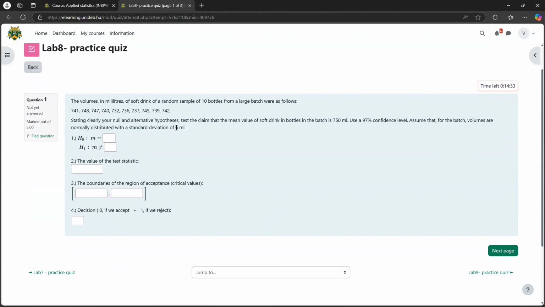So you see here, standard deviation is given, which automatically means it's a z-test. Now z-test, the first thing that we do, we collect our data, copy this.